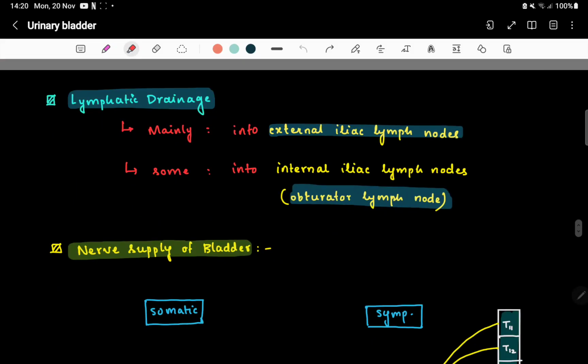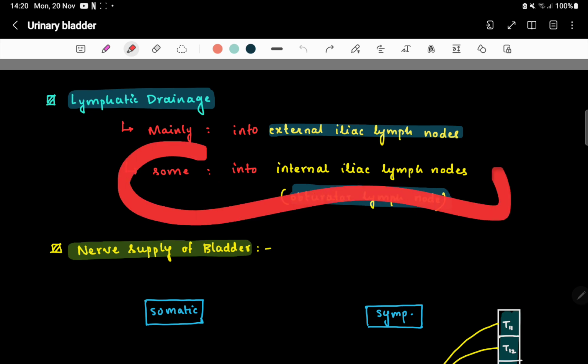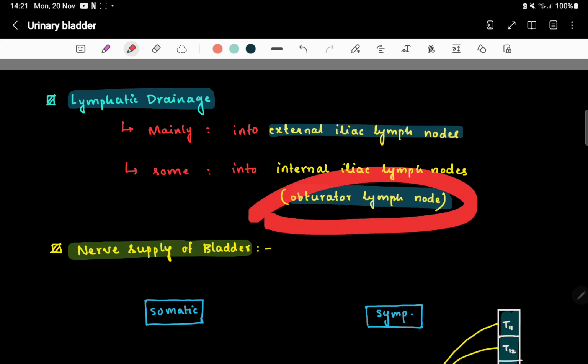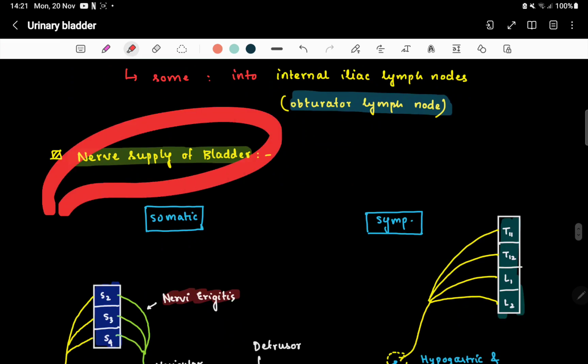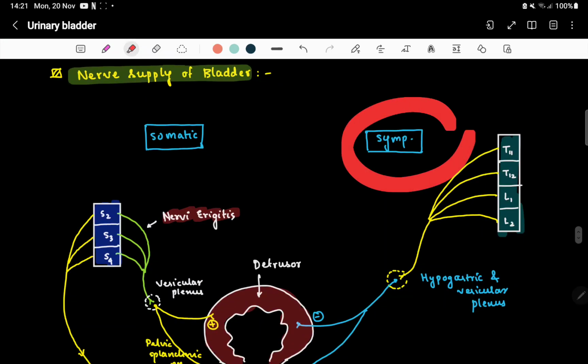Talking about the lymphatic drainage, it is mainly into external iliac lymph nodes, okay, and some also into the internal iliac lymph nodes or your obturator lymph nodes, okay. Talking about the nerve supply of the bladder, we have the somatic nerve supply and the sympathetic chain, okay.